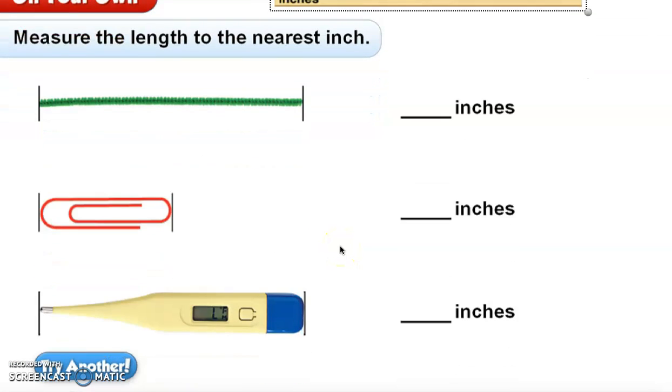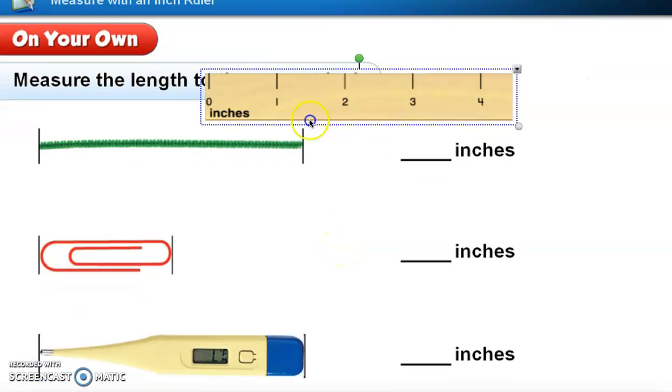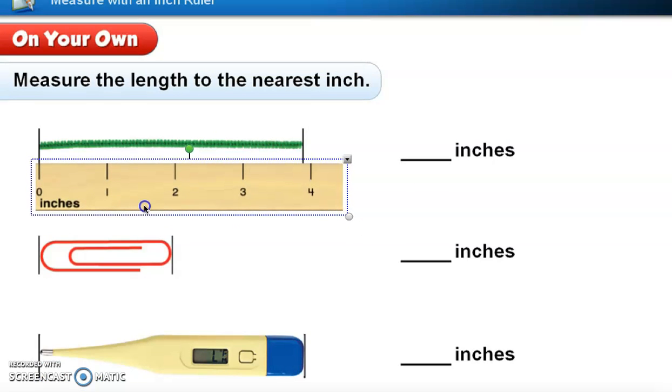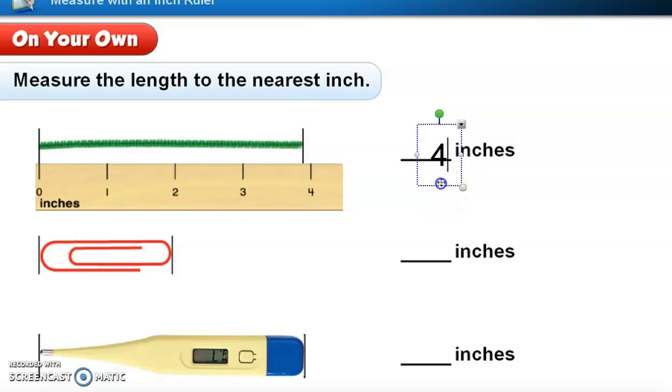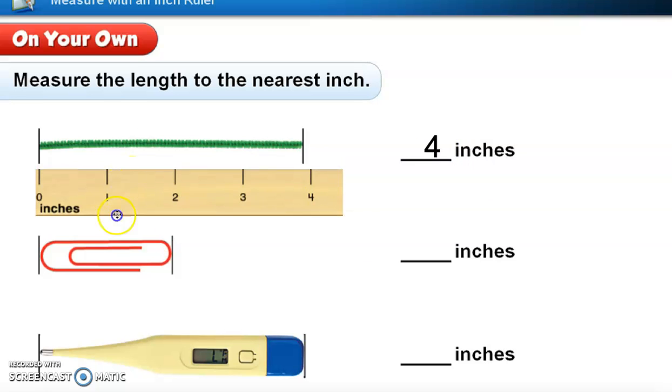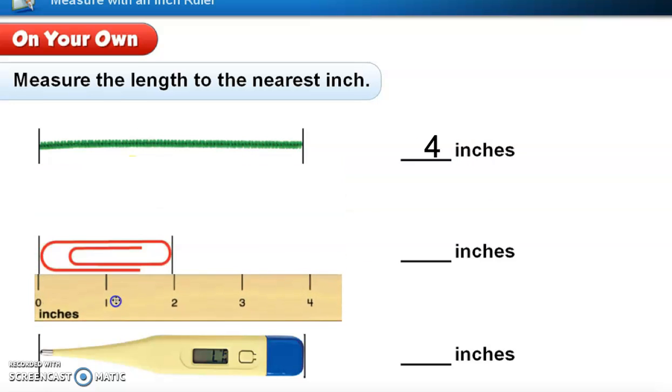All right, let's do a couple more examples. This one's giving us some actual objects to measure with. So I'm going to use, again, my inch ruler. I'm going to put the start of the pipe cleaner and match it up with the 0 on the ruler. And as I see, the pipe cleaner stops right before the 4-inch mark. So I can say that this pipe cleaner is about 4 inches long.